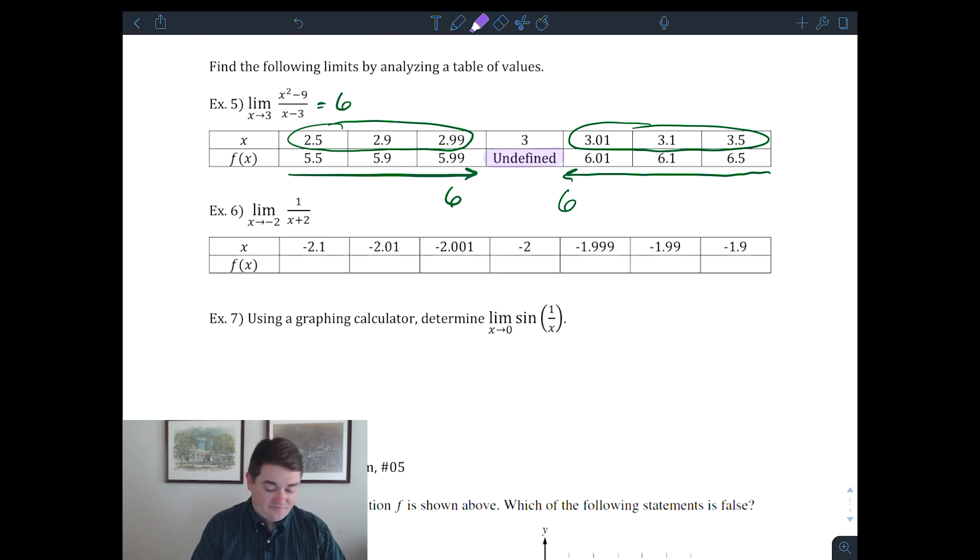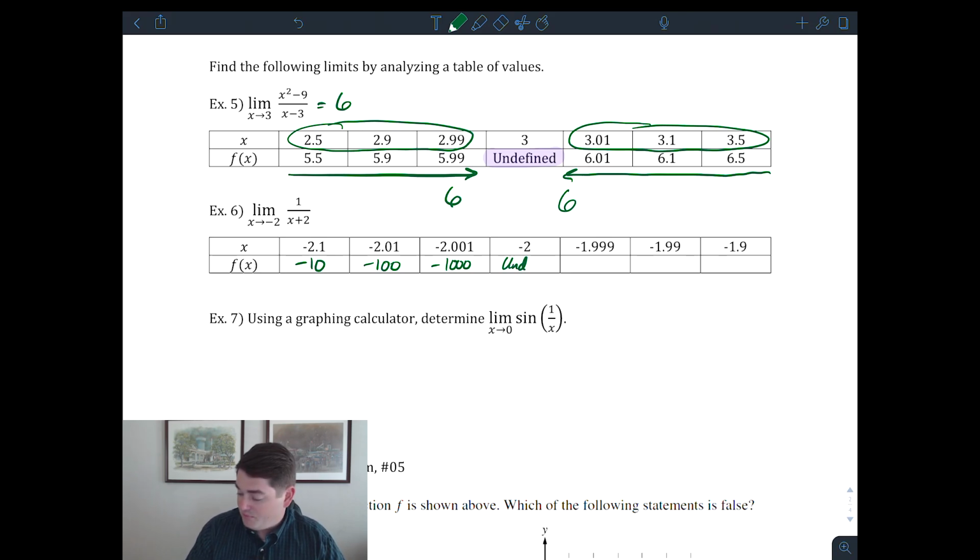That's okay. Okay. Example 6, find the limit as x approaches -2 of 1 over x plus 2. In this example, you'd have to use your calculator to fill out the table. Using my calculator, when I plug in -2.1, I get -10. When I plug in -2.01, I get -100, -1000. When I plug in -2, I divide by 0, so it's undefined.